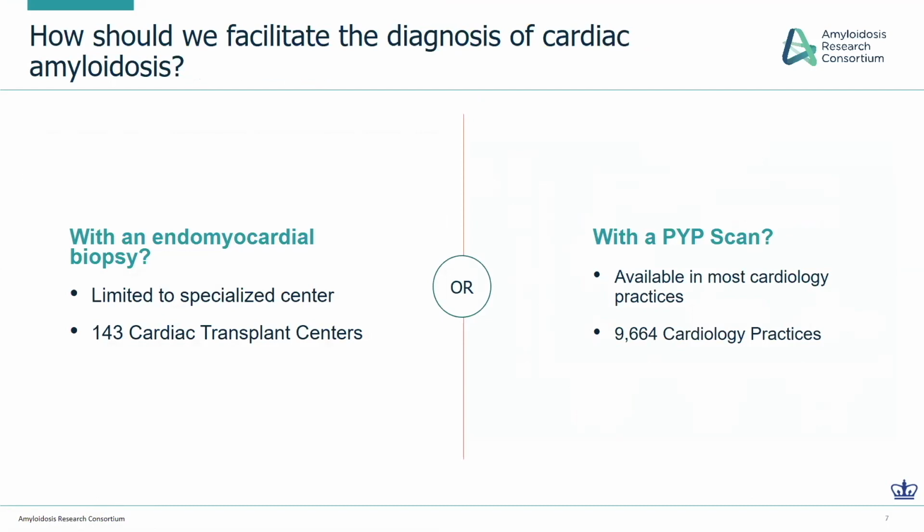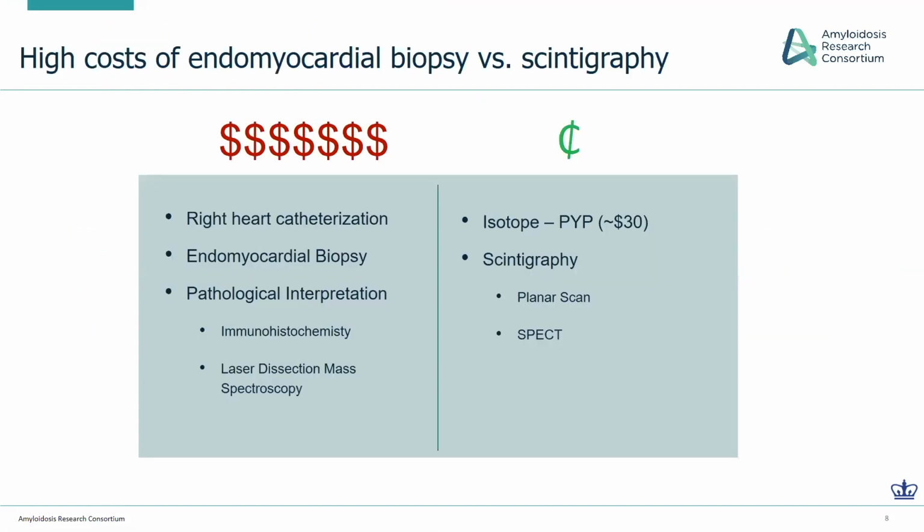We believe that pyrophosphate scanning, particularly in the US, can facilitate an early diagnosis of cardiac amyloidosis. Obviously, endomyocardial biopsy, the gold standard, is, as we mentioned, limited to really specialized centers that are able to perform this. That's typically cardiac transplant programs, whereas pyrophosphate scanning can be available in almost every cardiology practice that has a nuclear camera, which by ACC estimates are almost 10,000 practices in the US. So much wider application for earlier diagnosis, leveraging scintigraphy, than endomyocardial biopsy. Additionally, right heart catheterization, as you're aware, is performed at the time of an endomyocardial biopsy.